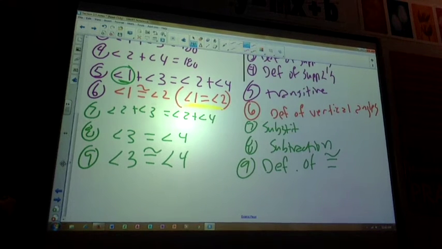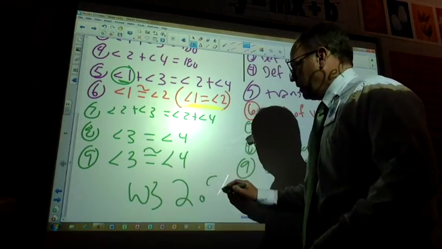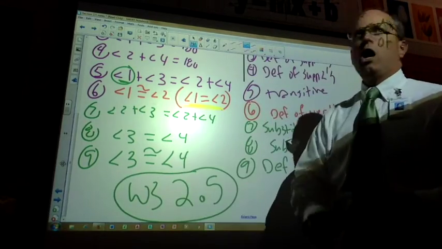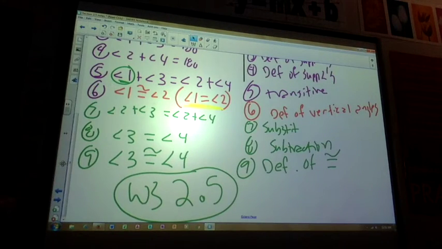So it looks like worksheet 2.5. Worksheet 2.5 is a great way for you to show some of this. Okay? It's a couple proofs. First few are pretty quick, and then you get to 2-column proofs. Do I always give you enough room on the proofs? No. Okay? So, just be aware.